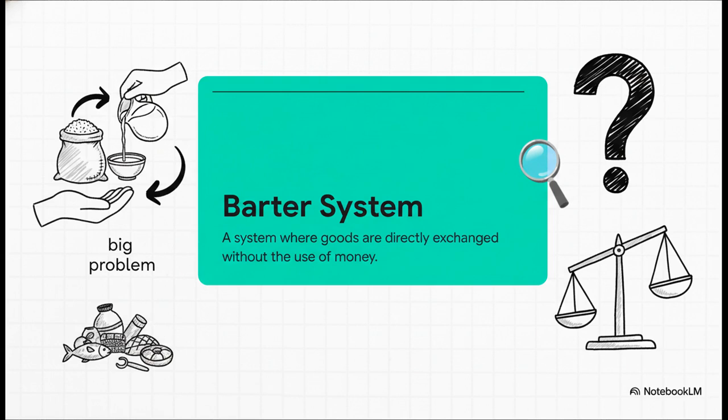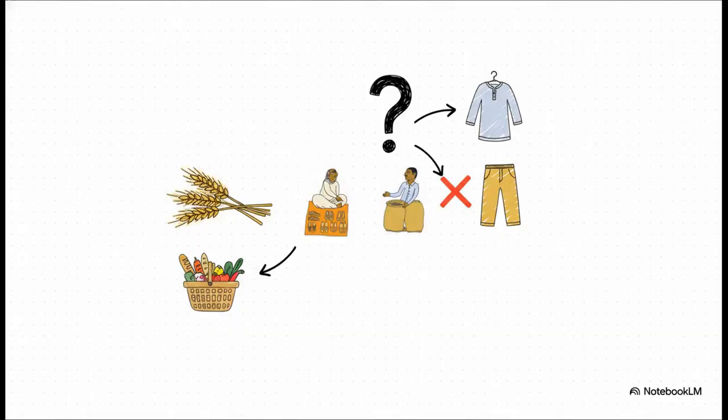It sounds simple, but it had a very big problem. Let's take an example. Imagine a shoe manufacturer. He has made shoes and now he wants to buy wheat. He finds a farmer who has wheat to sell. But the farmer doesn't need shoes. He wants to buy clothes. So what happens now? The exchange cannot take place. This was the main problem with barter.